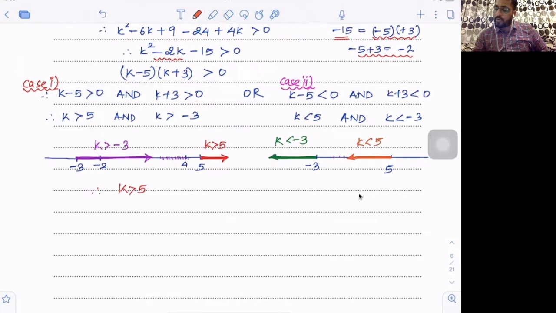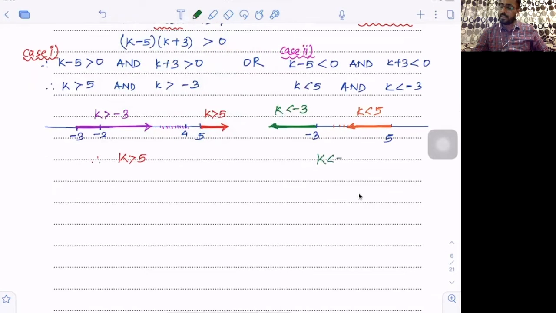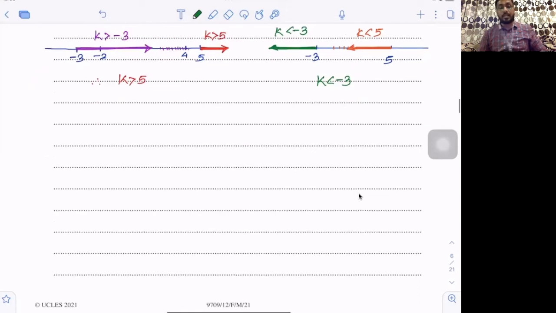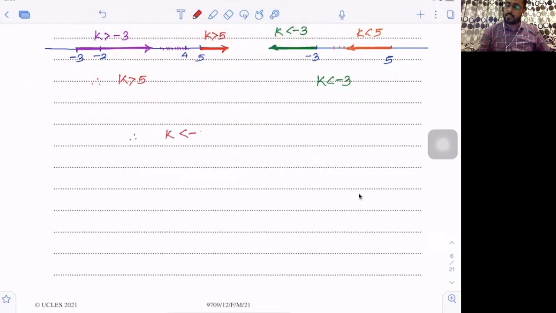Now, in between whatever values you have here, between minus 3 and 5, let's say you take 0. 0 is less than 5, but 0 is not less than minus 3. So 0 cannot become the value of k. K needs to be less than 5, and it also needs to be less than minus 3. So from here you can conclude that k should be less than minus 3, right, students? Isn't it? So collectively, what should be the value of k? So k should be less than minus 3, isn't it? So therefore, I can finally say k should be less than minus 3, or k should be greater than 5, right?